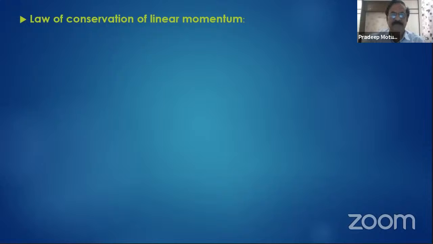In the last class, we started a new lesson, that is laws of motion. In that lesson, particularly we concentrated on Newton's laws of motion. Newton's first law states that every body in a state of rest or in uniform motion in a straight line, unless it is compelled by an external force to change its state. That is the first law. And the second law states that the rate of change of momentum is directly proportional to the force acting on it. That is Newton's second law.